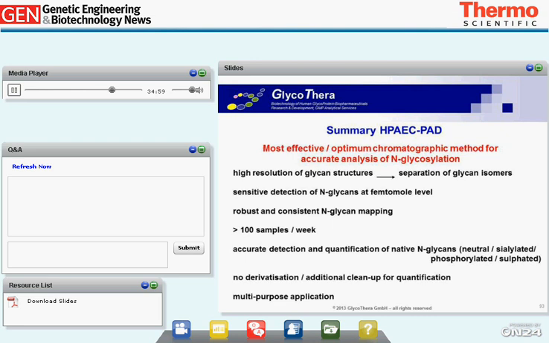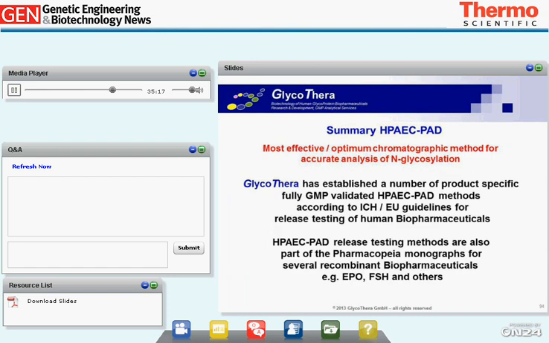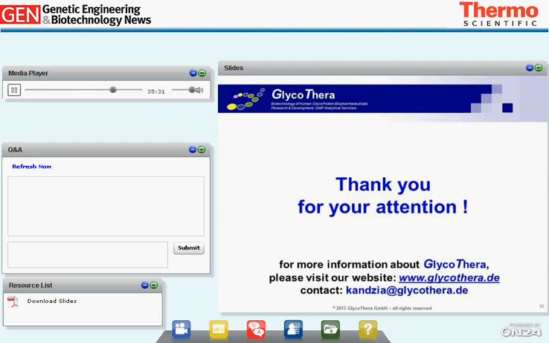Together with complementary methods like normal phase HPLC of fluorescence-labeled N-glycans and MS analysis, HPAE-PAD meets regulatory criteria regarding quality, safety, and efficacy issues of N-glycans from human biopharmaceutical products. We at Glycothera have established a number of GMP-validated HPAE-PAD methods according to ICH and EU guidelines for release testing of human biopharmaceuticals, which are also part of the European Pharmacopoeia. I would like to thank you for your attention, and I'm giving back to you, John.